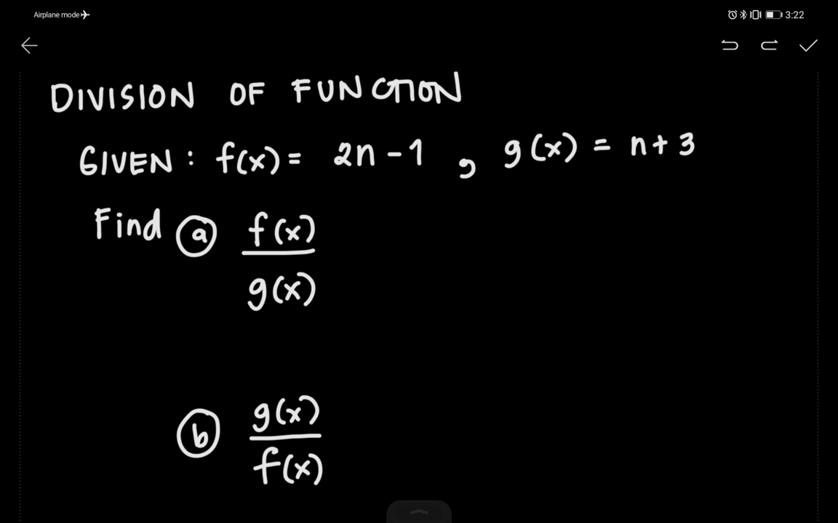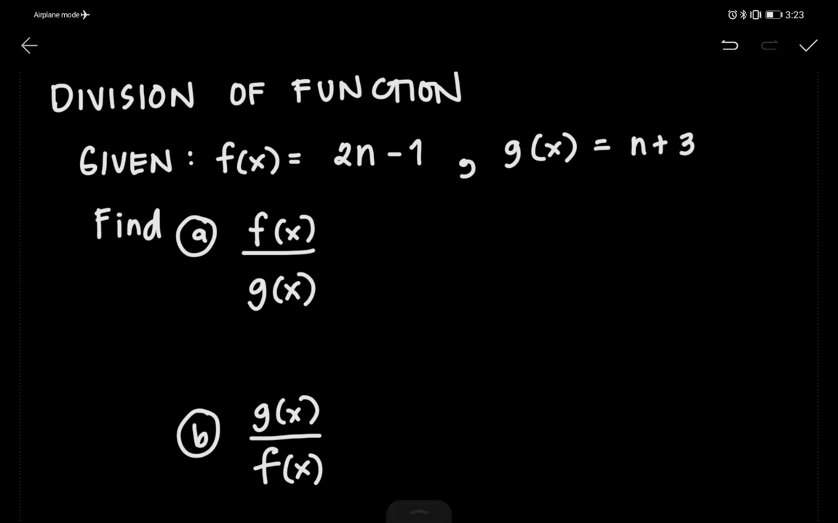Okay, so today guys, we're going to discuss division of functions. We have here two given functions, f of x is equal to 2n minus 1, and g of x is equal to n plus 3. So let us find A, f of x all over g of x, and B, g of x all over f of x. From our previous discussion, in division of functions, our denominator must not equal 0 because any number divided by 0 is undefined.